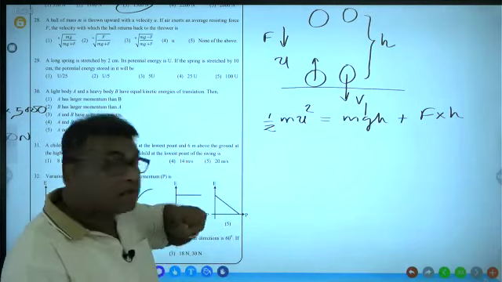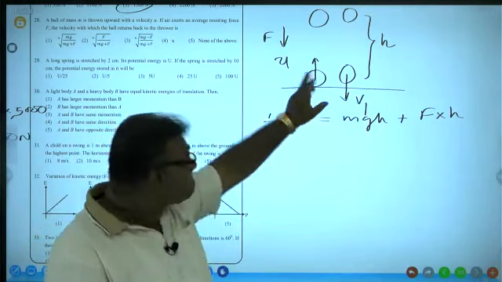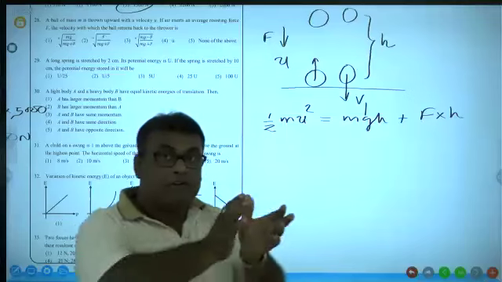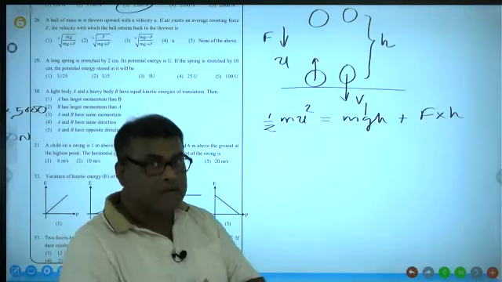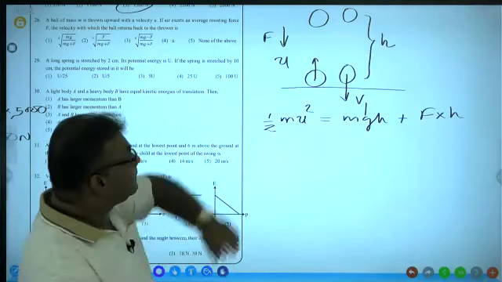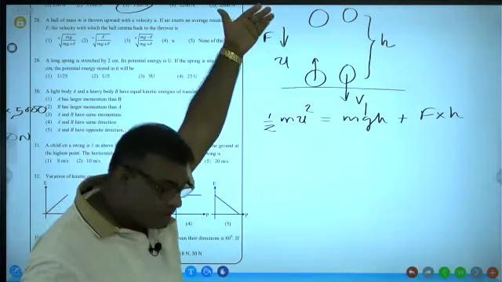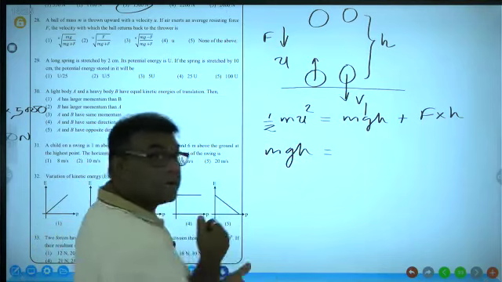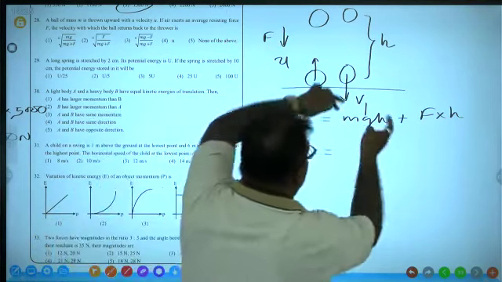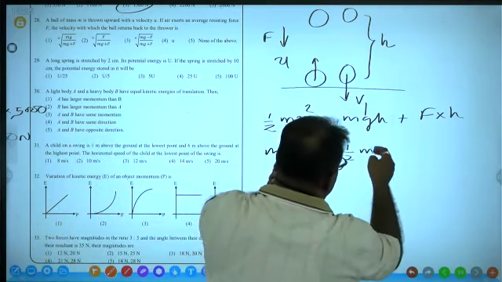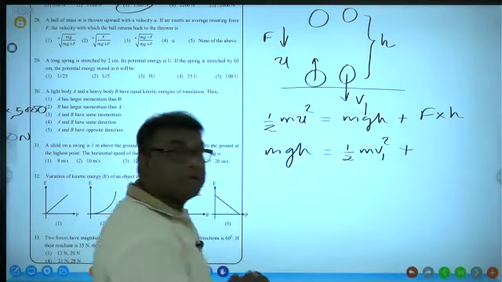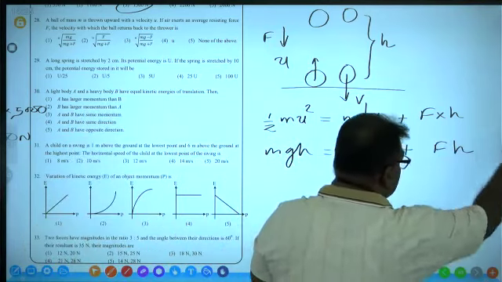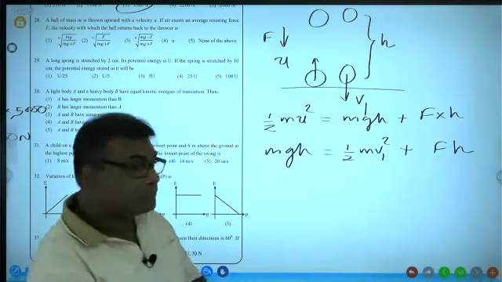This is the initial kinetic energy. This one is the obtained potential energy. This one is the work done against the air resistance. And at the initial stage, when it is going down, we have mgh, potential energy. Part of that will be converted to kinetic energy, and the rest of the part will be converted to work done against the frictional force.